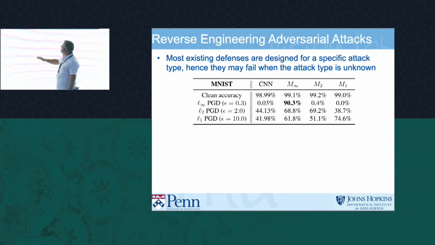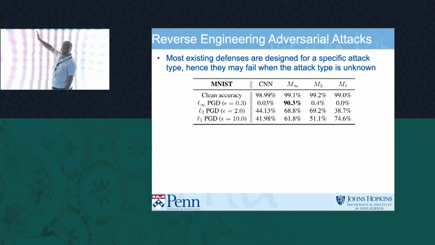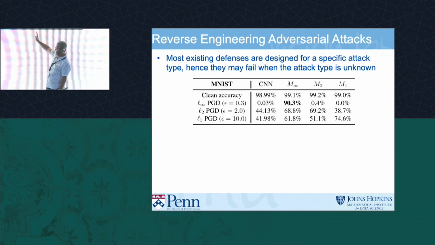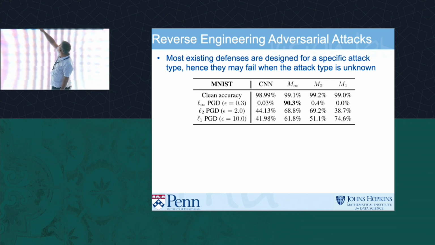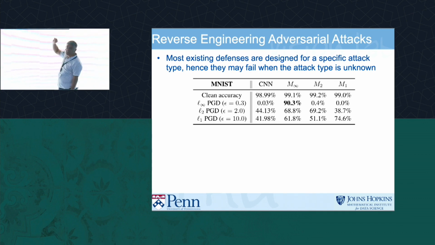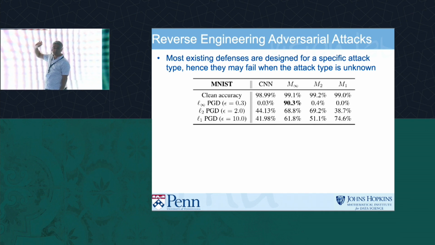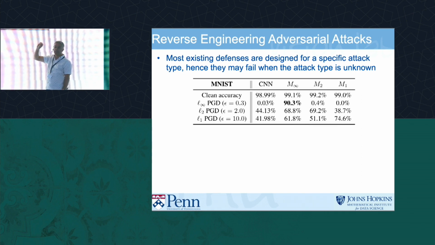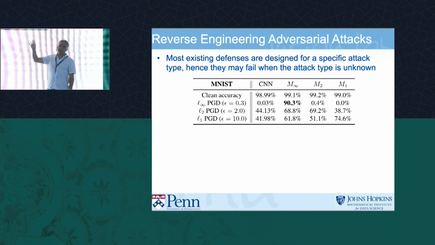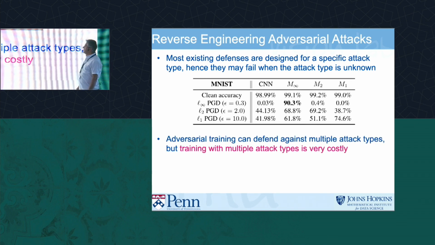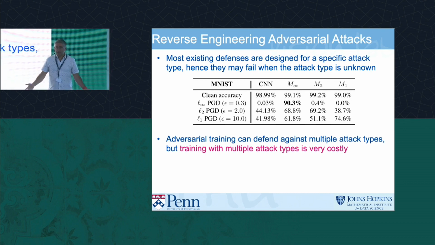These different columns are, if I defend the algorithm with adversarial training, training with examples with L infinity norm attacks. This is the defense with L2 attacks during training. And as you can see, the main thing I want to point out is that the diagonal, 90.3, 69.2, and 74.6, are much larger than the off-diagonal terms. Meaning that if you do adversarial training with the correct norm, then you get better performance. But if you do adversarial training with L infinity norm and then test with L2 norm, then the performance is not as good.